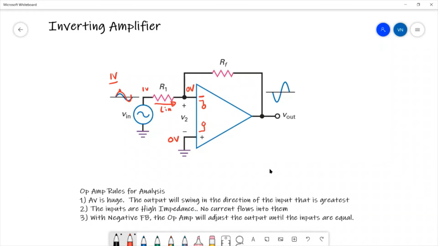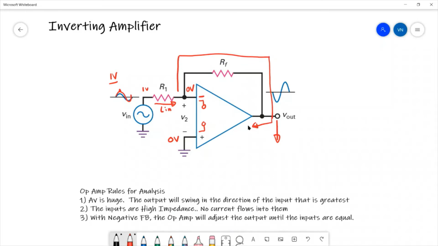That current cannot flow into the input of the op-amp, so it's got to go around. So that current is going to go around the input, flow through the feedback resistor, and then flow into the output of the op-amp, because the op-amp output is swinging towards the negative supply. We put in a positive voltage on the negative terminal, which means the output swings down, and that allows the current to go around the op-amp and through the feedback resistor.